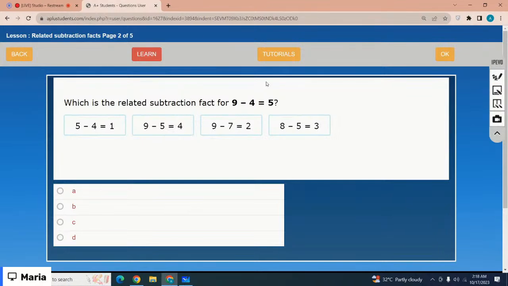They both have exactly the same numbers, just the numbers are swapped, right? You can see here 4 and 5. Here you have 9 take away 5 and 4. The numbers are swapped. So option number B is the correct option.